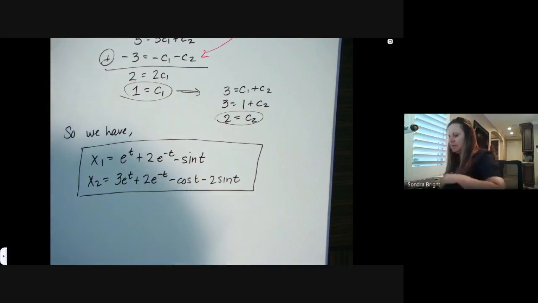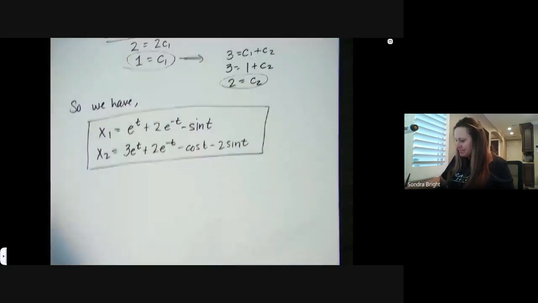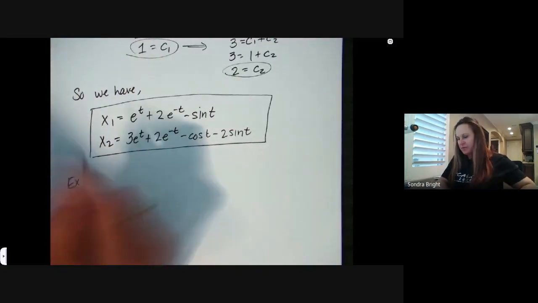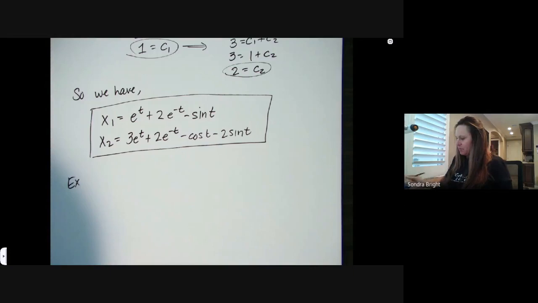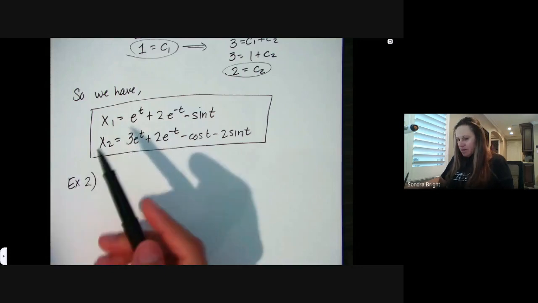Okay. All right, so let's do another example. Example 2, they did not give us any initial conditions for example 2 or example 3. So for this example, we're going to leave our answer in terms of c1s and c2s. We're not going to have to solve for them.